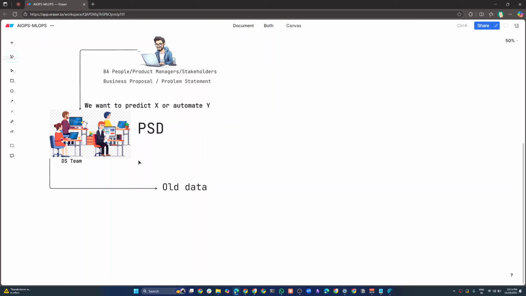Not only the data science team, there would be other teams also, like the data engineering team, the data science team, and the MLOps team, all together discussing. But let me tell you about the data science team. Here, the data science team will check whether the data exists in our records to solve the problem statement.